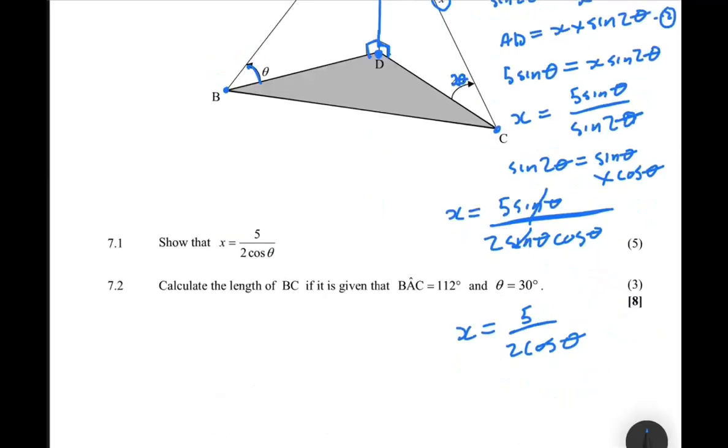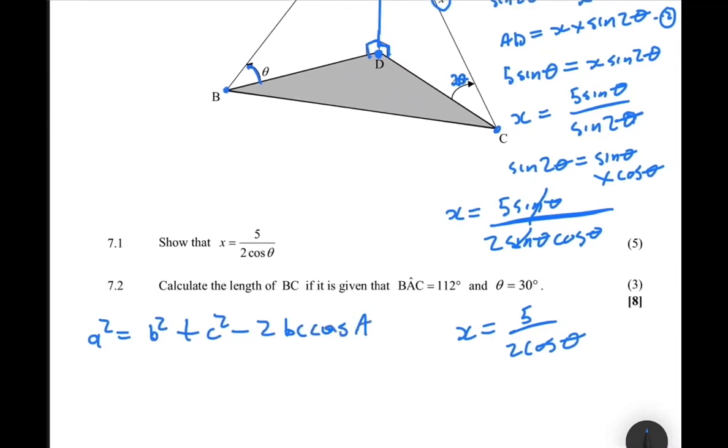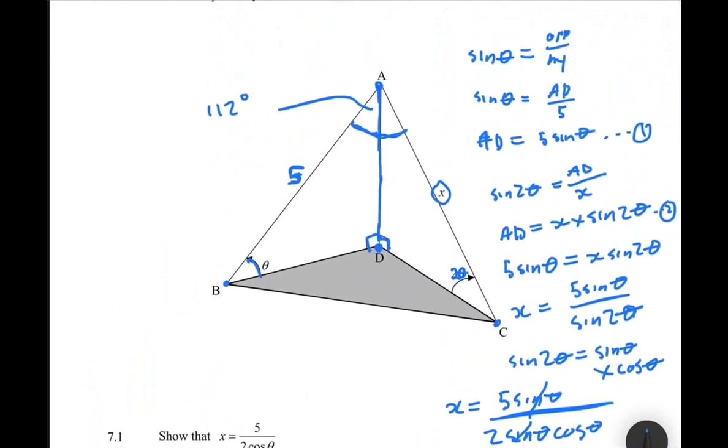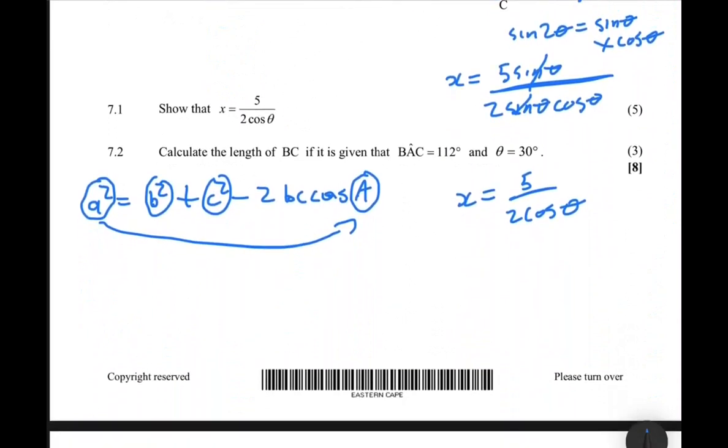We know from definition that the cosine rule says that a squared is equal to b squared plus c squared minus 2bc cos of A. So a is the side you're interested in. b and c are the other two sides of the triangle, and A is the angle which is opposite to the side you're looking for. So if we're looking for BC, A here will be 112 degrees. So let's apply the same idea.